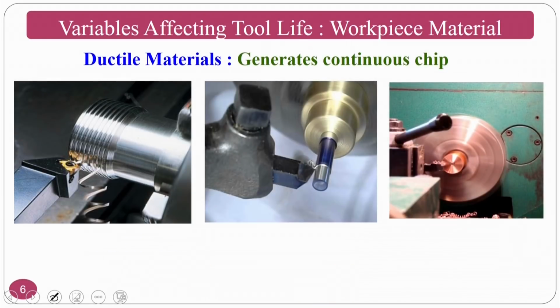Now coming to the ductile materials. The first variety of the workpiece materials is ductile materials. Normally, the ductile materials range from stainless steel.